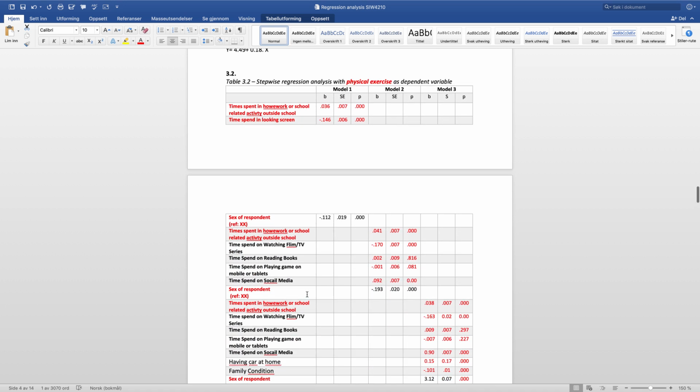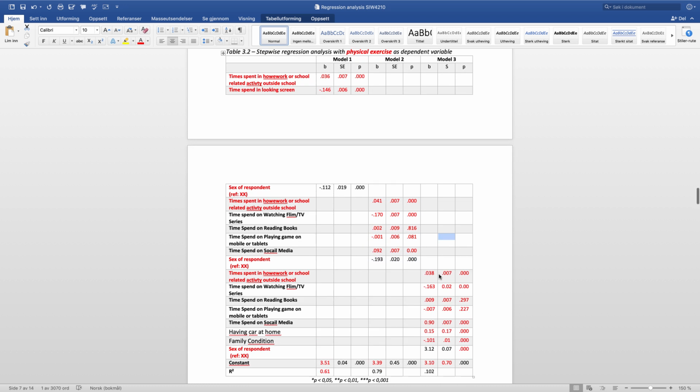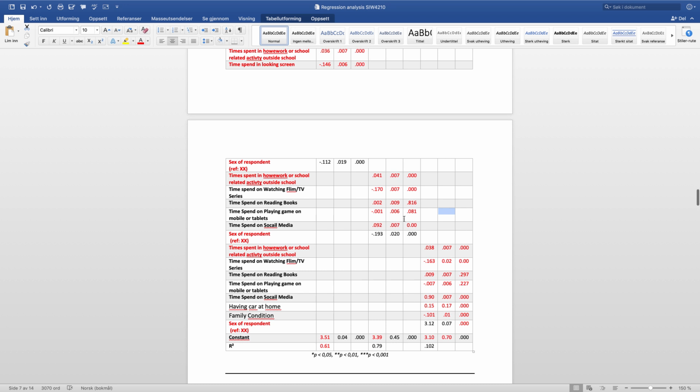You can have time spent on homework. I mean, this and this is the same variable, and it's the same variable here also. So you could write all the results for time spent on homework on this line, and then everything on time spent looking at screen on this line, and so on and so on for all the models, because then it would be easier for me to read. But let me interpret the last model here.